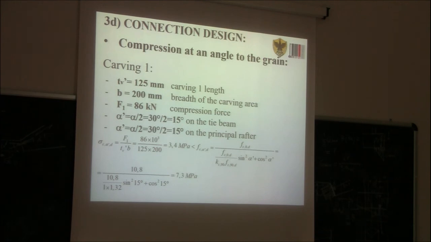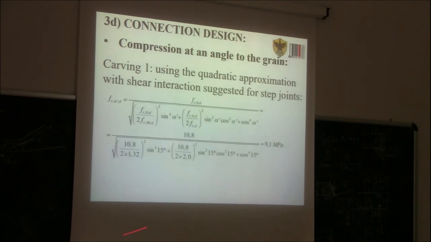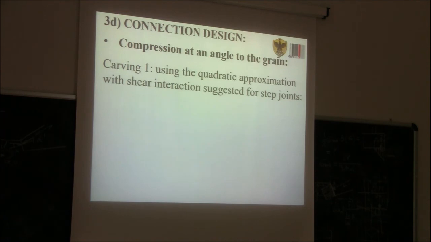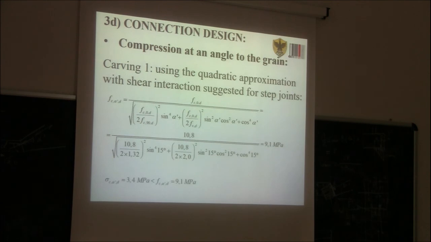Okay? So this is also the order that I suggested before to do. First, you check with Hankinson. If that is satisfied, then you can stop there. Of course, you don't need to go on. In this case, I went on just to show the differences with the other relationship. So, if we use the quadratic approximation suggested for the step joints, you would get, instead of 7.3, up to 9.1 megapascal. So the other one is less conservative.